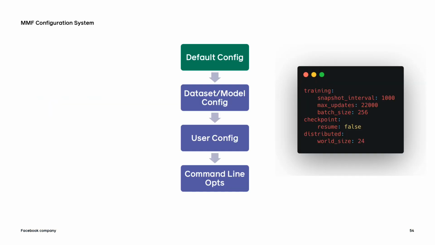There is a default configuration inside MMF which provides basic defaults for everything inside MMF. For example, training things like snapshot interval, log interval, maximum updates, batch size, checkpoint. How do you exactly want to resume? Do you want to resume from a pre-trained file, zoo, or something else, then distributed setup, then scheduler attributes, and a lot of different things. So this is a base of our configuration.